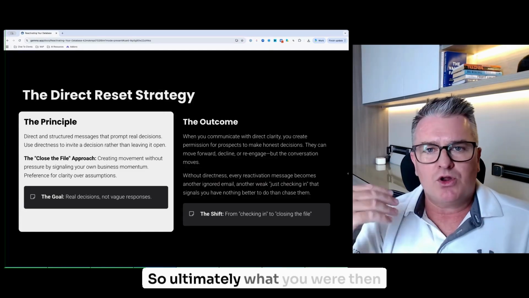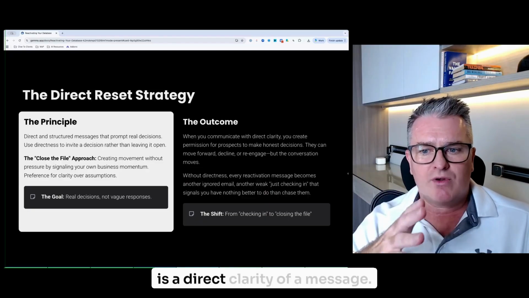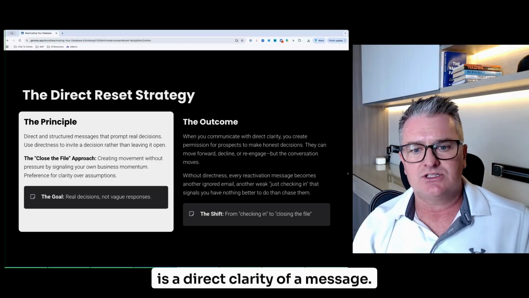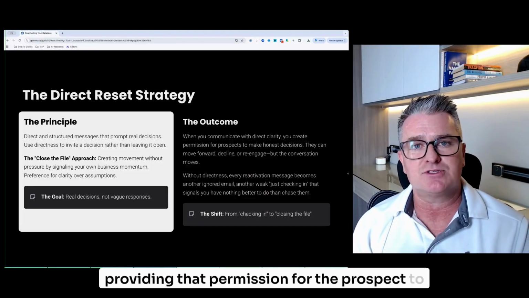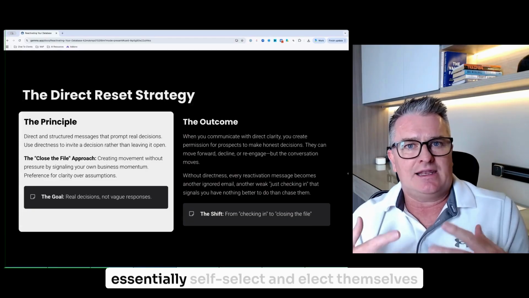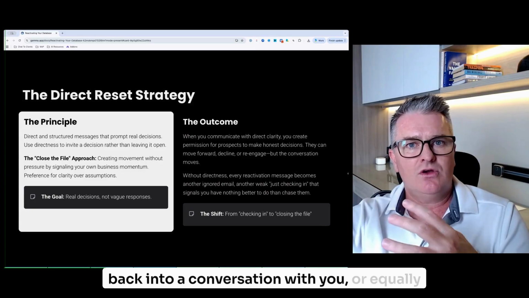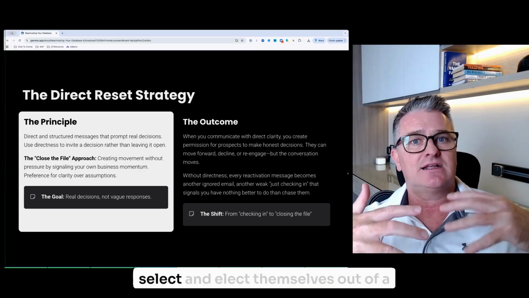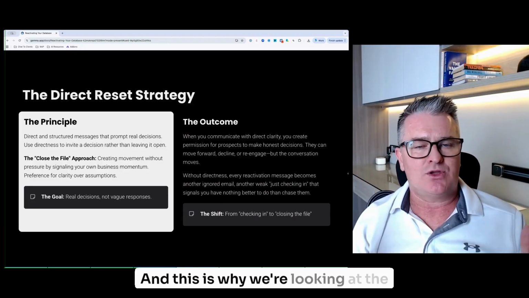So ultimately what you are communicating in your reactivation campaigns is a direct clarity of message, where you're providing permission for the prospect to essentially self-select and elect themselves back into a conversation with you, or equally select and elect themselves out of a conversation with you.